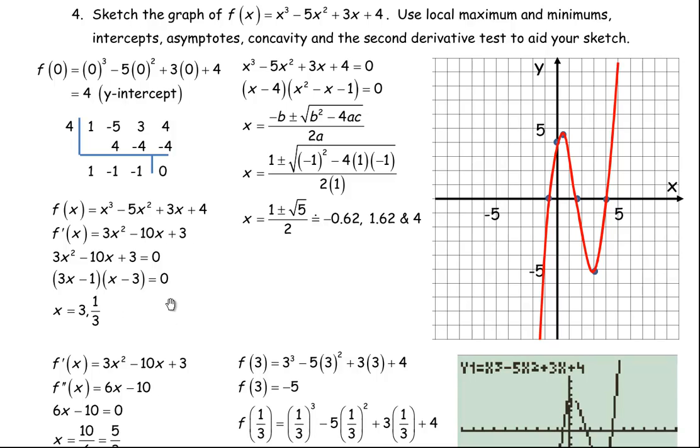So next, let's take a look at where any local minimum or maximum points might be. So here's our function. We're going to set the derivative to 0. The derivative of this would be 3x squared minus 10x plus 3. And so we set 3x squared minus 10x plus 3 to 0, and we factor.